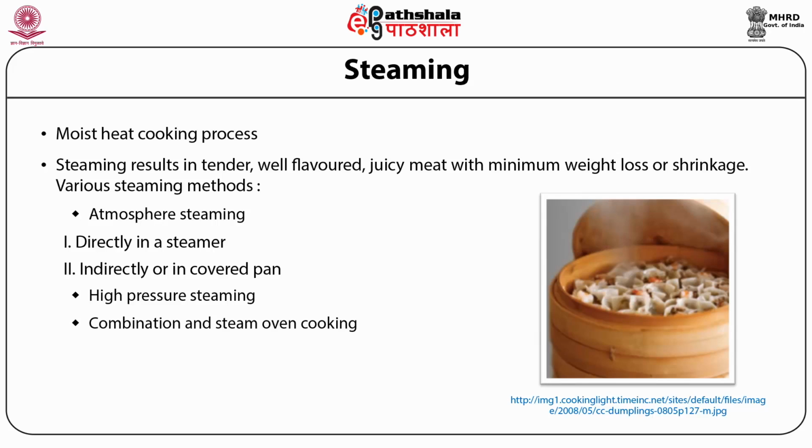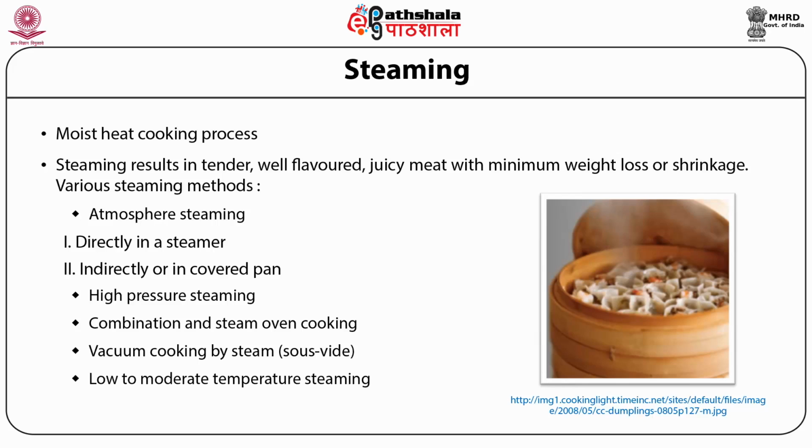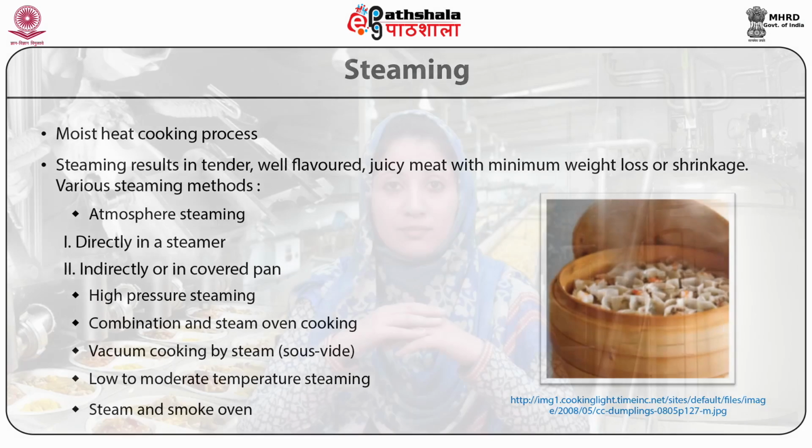Combination and steam oven cooking. A high capacity steamer oven can cook by steam using moist heat or dry heat or a combination of both. Vacuum cooking by steam, also called sous vide, is used to cook food in vacuum sealed plastic pouches by a combination of steam and convection oven between 70 to 100 degrees Celsius. Low to moderate temperature steaming is cooking of meat between 70 to 100 degrees Celsius. This method is ideal for steam blanching, preserving, steam cooking, cooking in vacuum, thawing, reconstituting, and reheating meat.